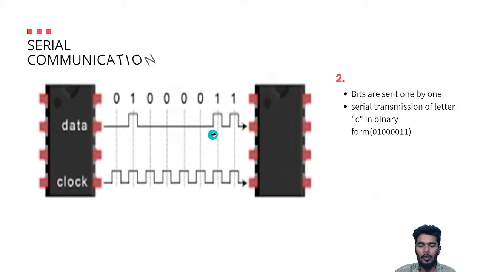When it comes to serial communication, like UART or I2C, it is going to send the data 1 by 1. So if I want to send the character C, the data will be sent in 1 by 1 format, like in this image figure.